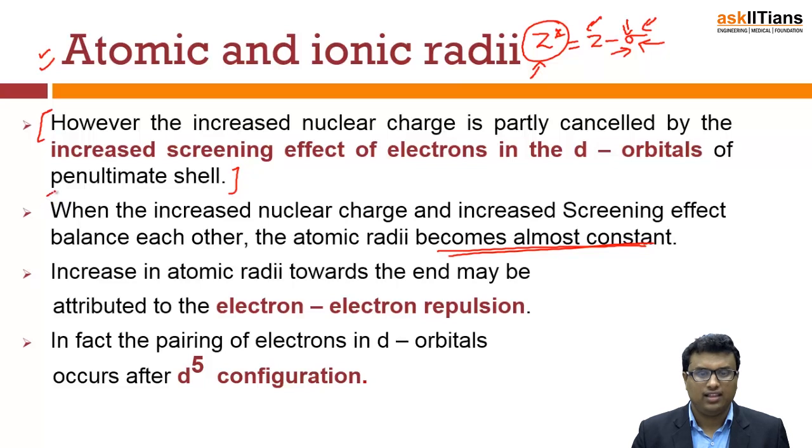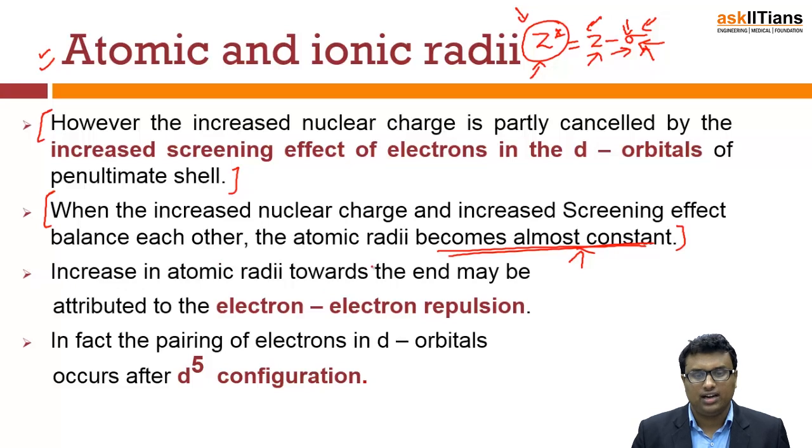So when the increased nuclear charge and increased screening effect balance each other, that means this increase and this increase are balanced because there is a minus sign. So if there is a minus sign, this almost remains the same. So that's why your atomic radii becomes almost constant.